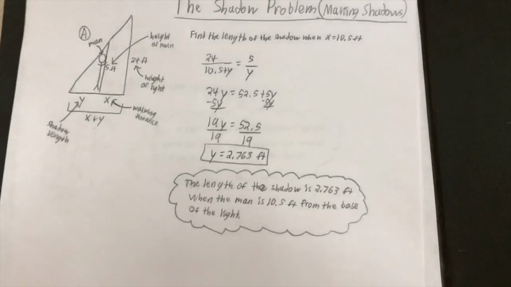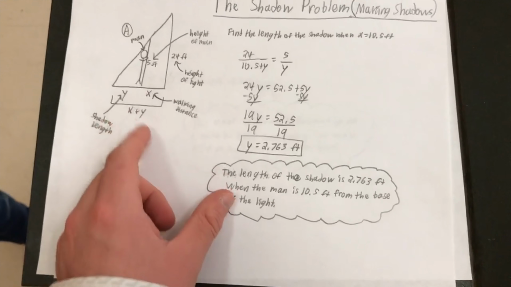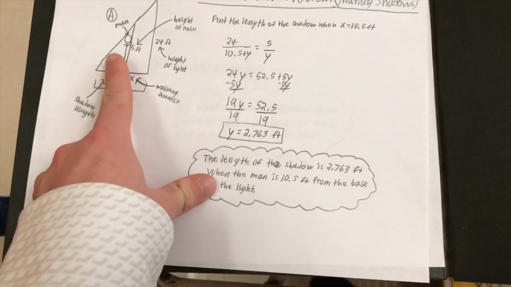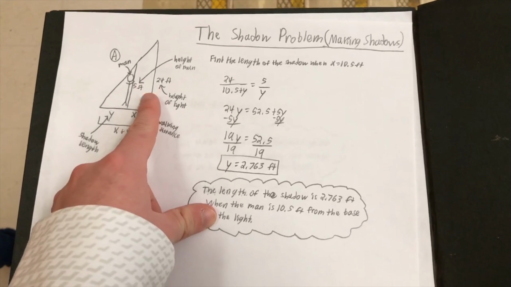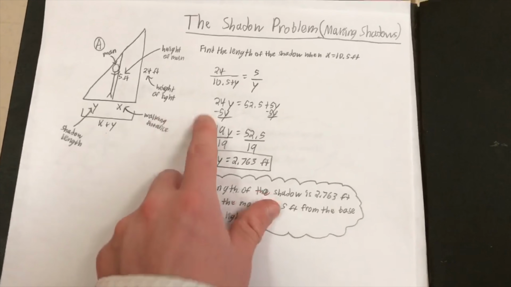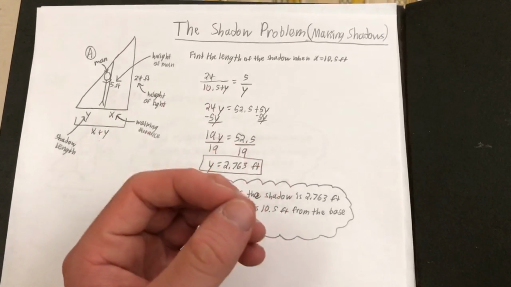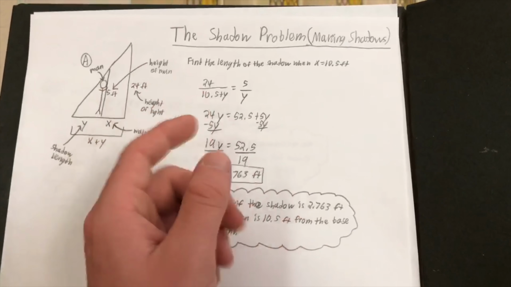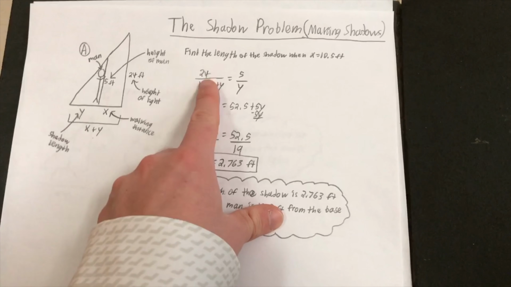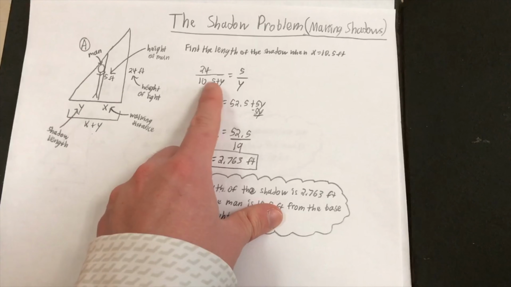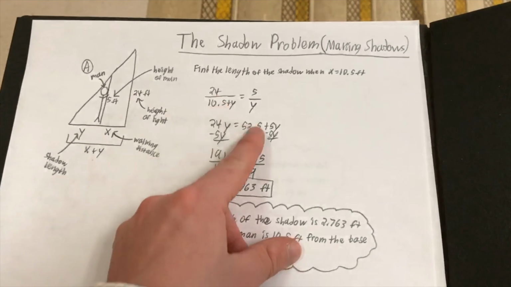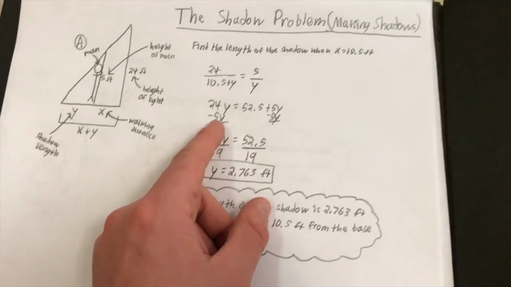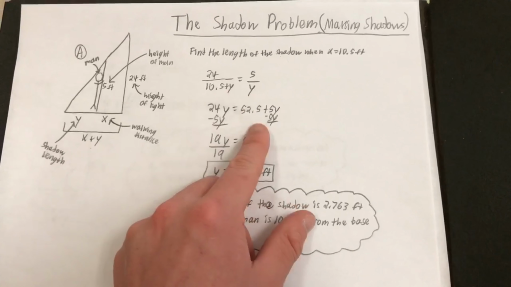From this information, we're able to determine that there are two similar triangles. One of them relies on the height of the man, and one of them relies on the height of the lamp. So what we do is we set an equation that makes sure that they're similar triangles. So we have 24 over 10.5 plus y is equal to 5 over y. In this instance, we cross multiplied. So we got 24y is equal to 52.5 plus 5y.